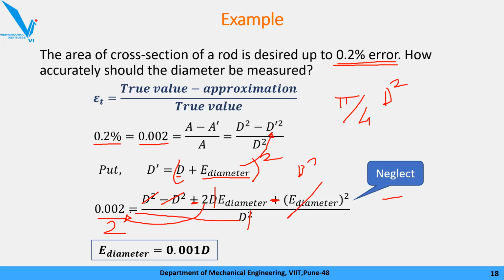Again I'll take this d to the left hand side. So what we got: the allowed error in the diameter is equal to 0.001 times d, or I can say 0.1% of d. Whatever your diameter or measurement is, 0.1% of it should be your allowed error. This example is done just to give a glimpse of numerical methods, or whatever we have learned up till now, we can implement when we work in mechanical engineering.